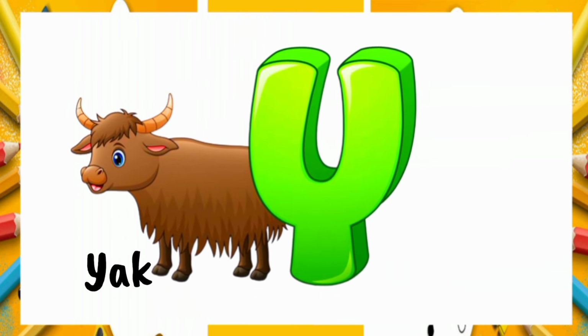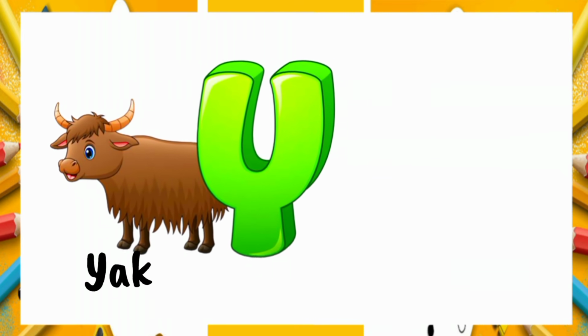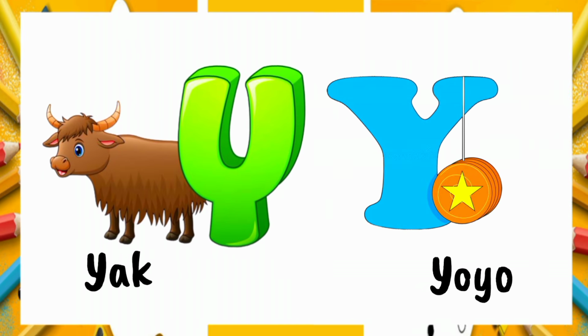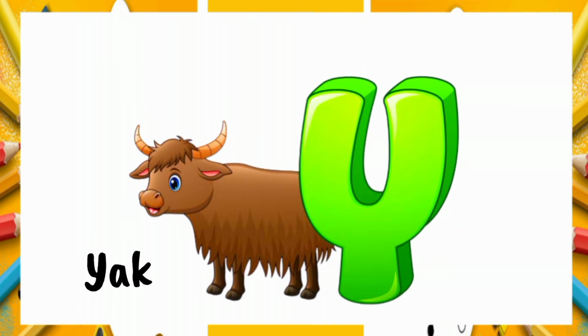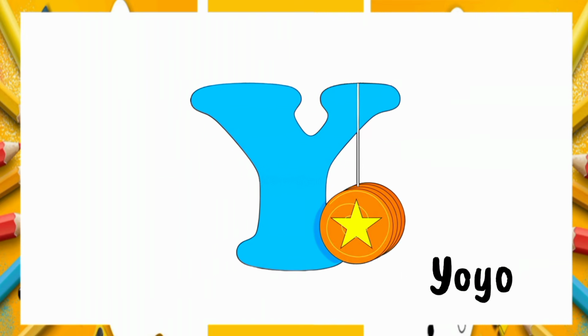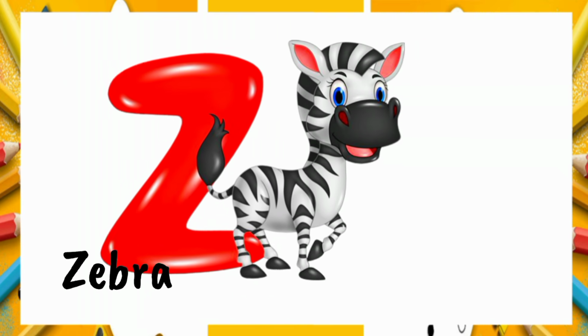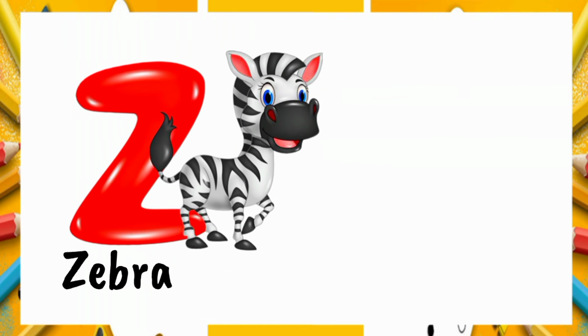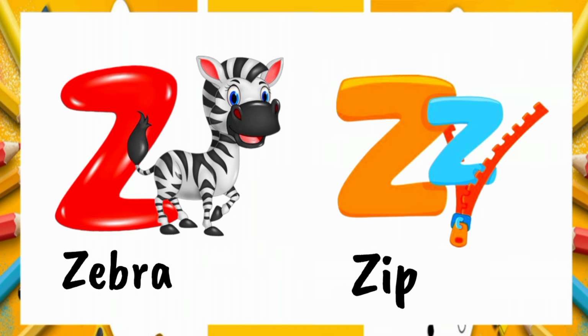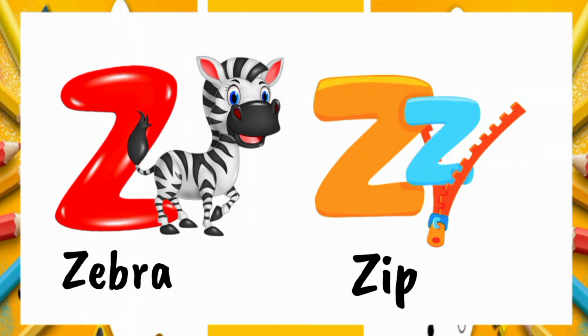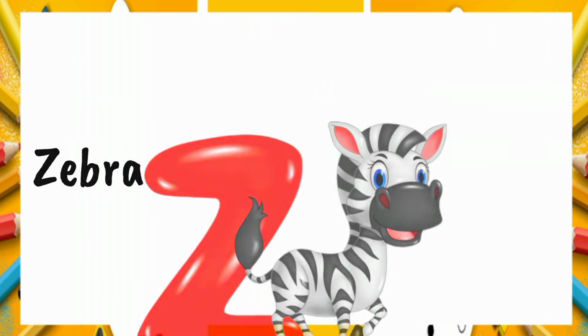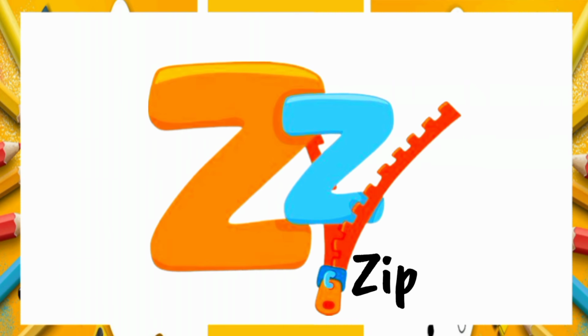X-ray. Y is for york. Y is for yo-yo. York. Yo-yo. Z is for zebra. Z is for zip. Zebra. Zip.